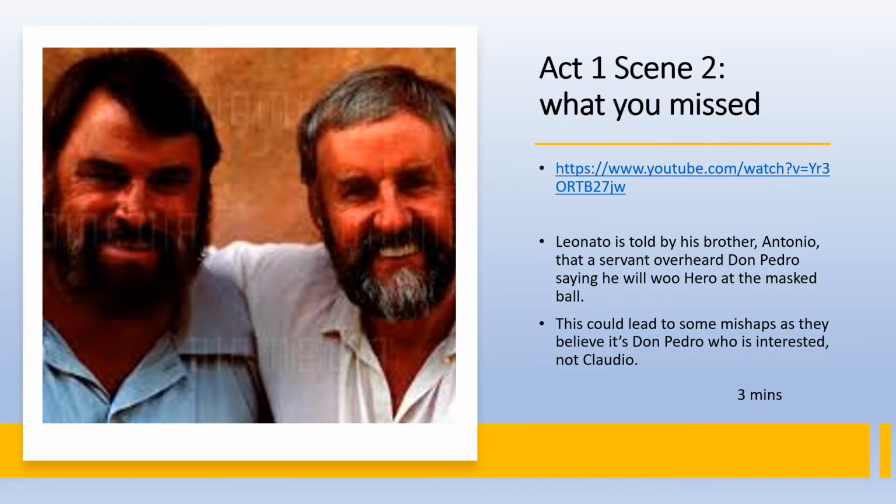Right, here's Act 1, Scene 2, which we haven't read because we don't need to read every single tiny part of it. Act 1, Scene 2, what you missed. There's a catch-up YouTube clip there, but broadly what happens is Leonato is told by his brother Antonio, remember Leonato, Hero's father, that a servant overheard Don Pedro saying he will woo Hero at the masked ball. This could lead to some mishaps as they believe it's Don Pedro who is interested, not Claudio. So the confusion is beginning to build up.